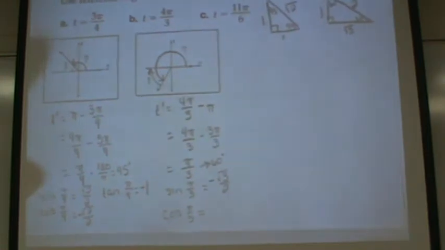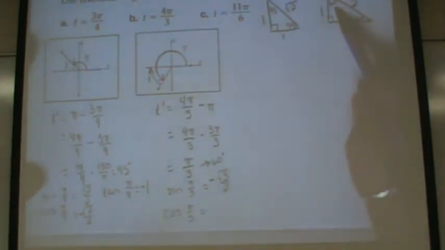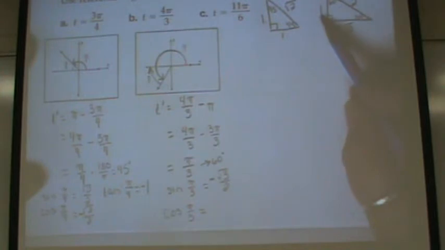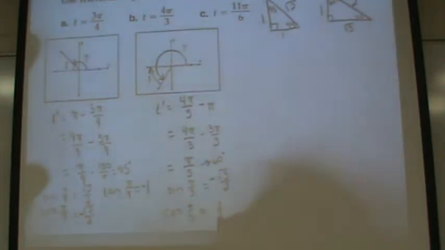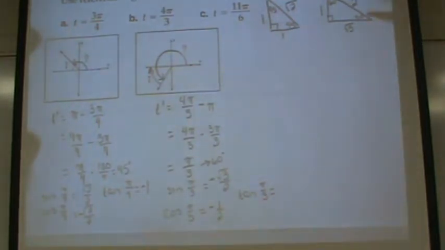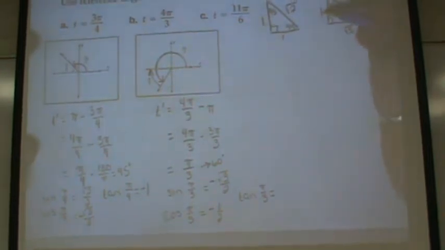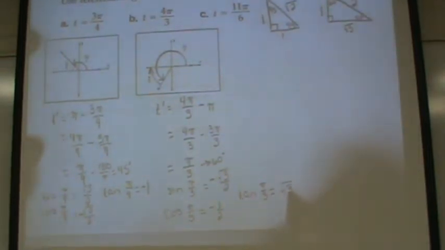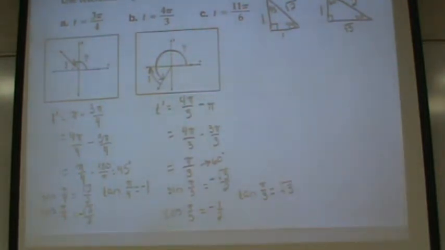Our cosine. So if we look at our picture, our cosine is adjacent over hypotenuse, so it'd be a 1/2. But again, cosine in the third quadrant is negative, so it's a negative 1/2. And then our tangent of pi over 3 is opposite over adjacent, so it's root 3. And tangent in the third quadrant is positive, so it is just root 3.